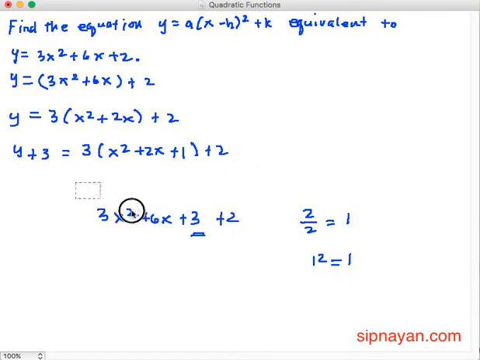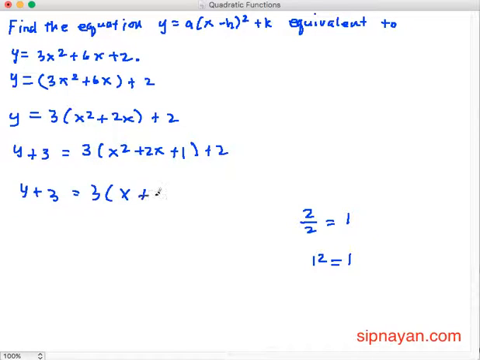Ang gagawin natin now is, since perfect square na ito, remember, kinomplete the square natin siya, di ba? Ibig sabihin, perfect square na yan. So, y plus 3 equals 3 times quantity x plus 1 squared, no?